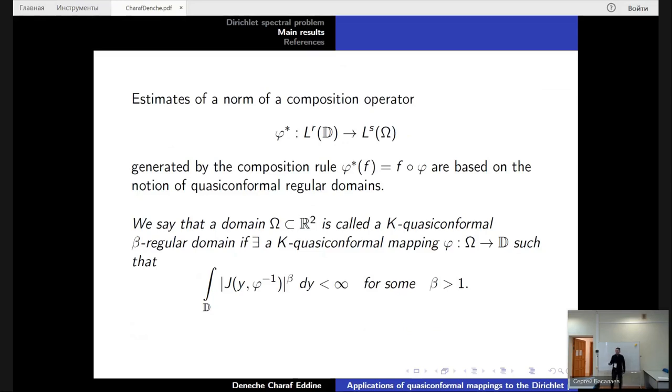For the estimate of the norm of composition operators from L^r in the disk to L^s in omega, in Lebesgue spaces, we need the notion of quasi-regular domains. The definition of quasi-conformal beta-regular domains: we say that a domain omega in R2 is called a quasi-conformal beta-regular domain if there exists a quasi-conformal mapping phi from omega to the disk such that this integral is finite for some beta greater than 1.